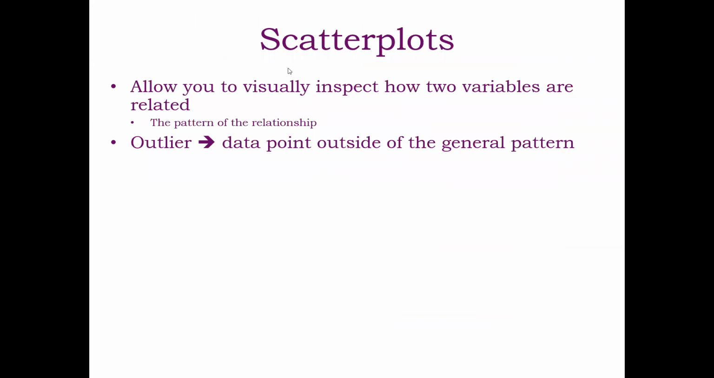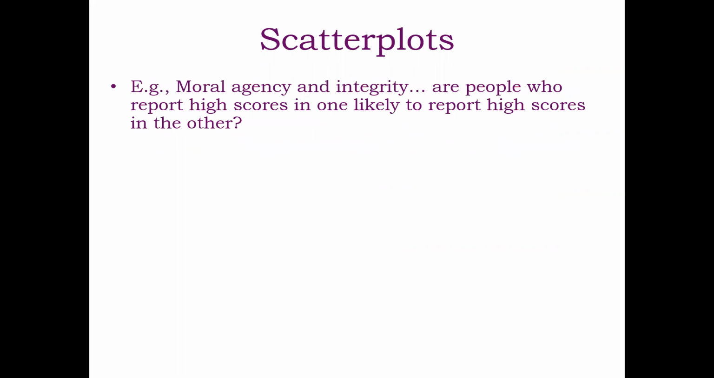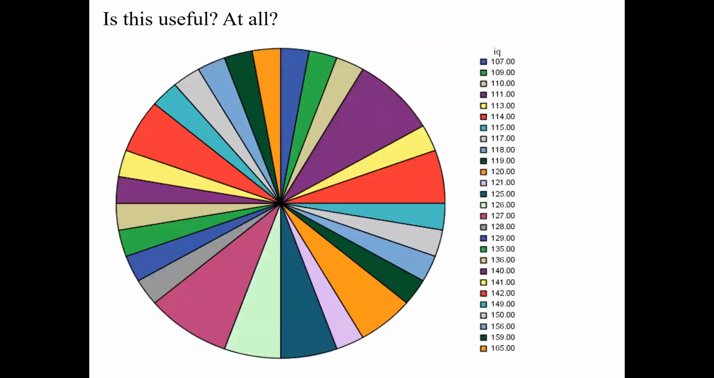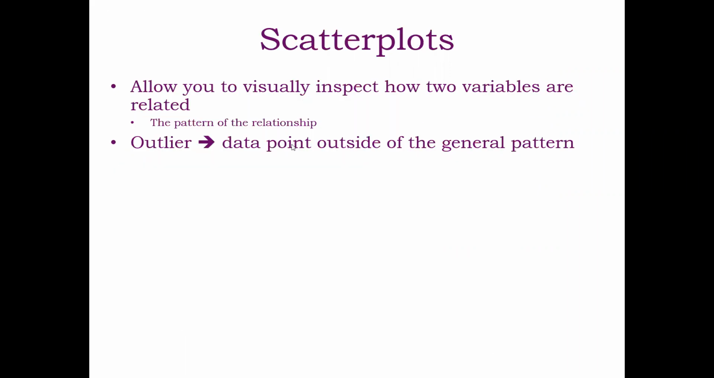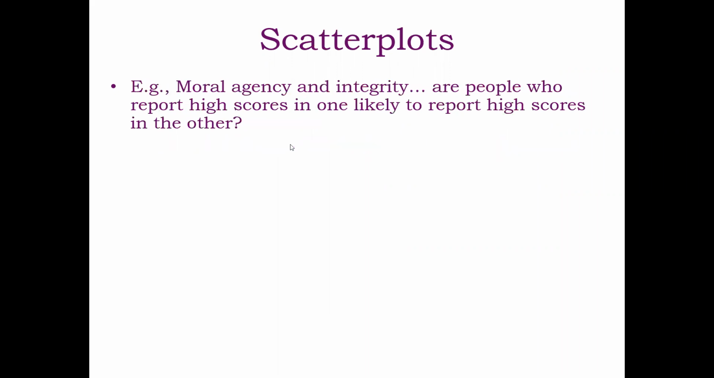Scatter plots allow you to visually inspect how two variables are related. It shows the pattern of the relationship. Now, right now, I want to introduce the term to you as an outlier. An outlier is just a data point outside of the general pattern. And we're going to talk a lot more about that later. So let's look at an example.